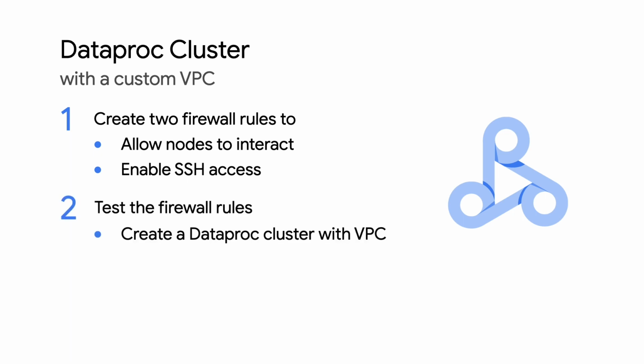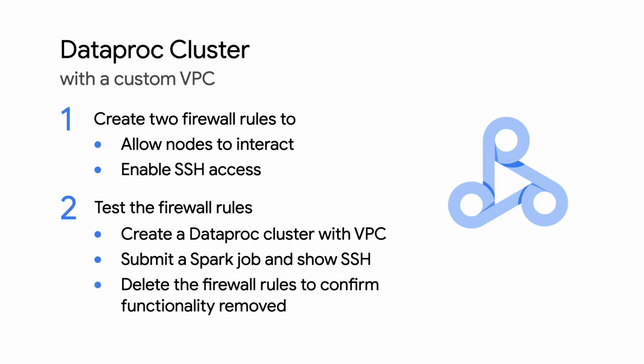Next, we'll create the cluster with our custom VPC. We'll then test the functionality of the VPC by submitting a Spark job to the cluster using the Cloud SDK, as well as show how to SSH into the cluster. We'll then delete the individual firewall rules and show how we've protected the cluster and the job successfully. Without the firewall rules, we are locked out and the cluster is effectively rendered unusable. Yay! You can jump ahead to any of these steps by visiting the chapters in the YouTube description below.